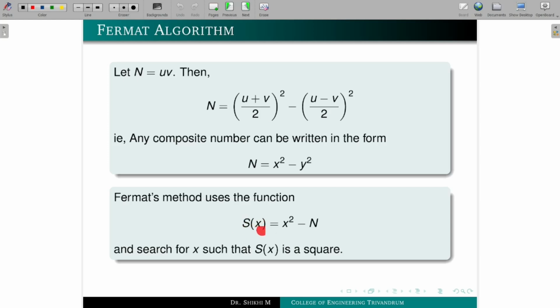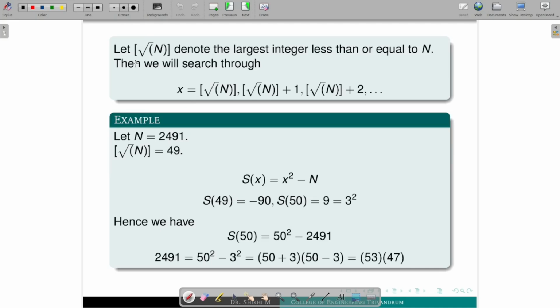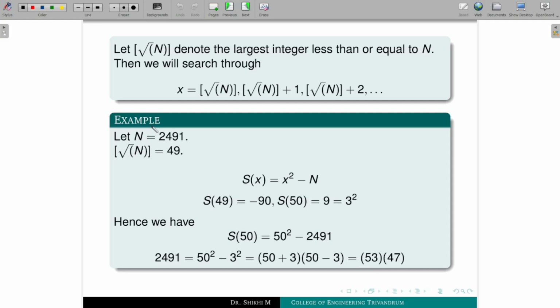To keep s of x positive, it is enough to search x which is greater than square root of n. Now let this notation denote the largest integer less than or equal to square root of n. Then we will search through x equal to floor of square root of n, floor of square root of n plus 1, etc. So let us have an example.